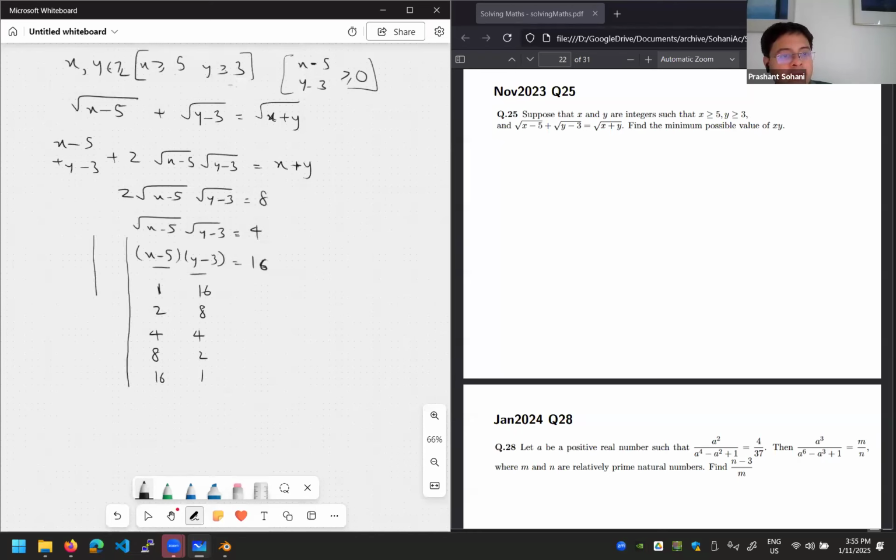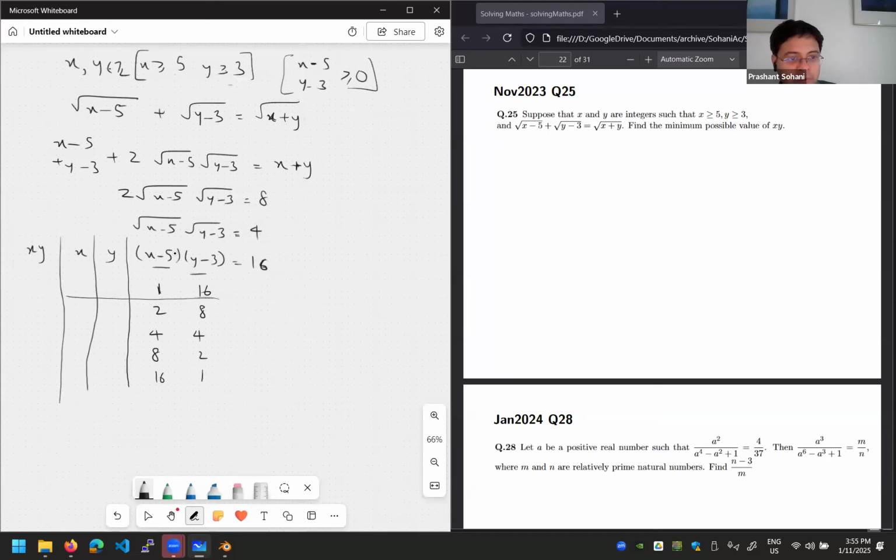Then corresponding to that, let me write here also. For each row, if this is the value of x minus 5 and y minus 3, then what are the values of x and y respectively? And finally, what is the value of the product xy? Why? Because they have asked the question, find the minimum value of the product xy. So in every case I have to find it.